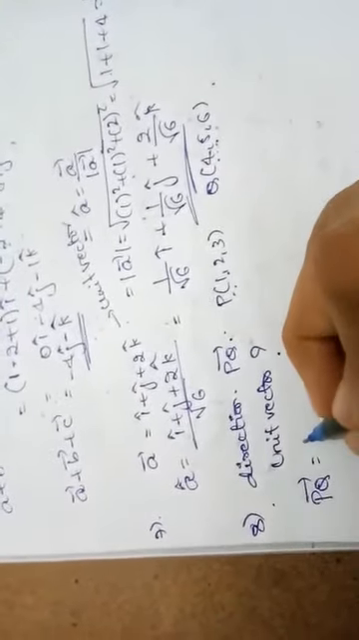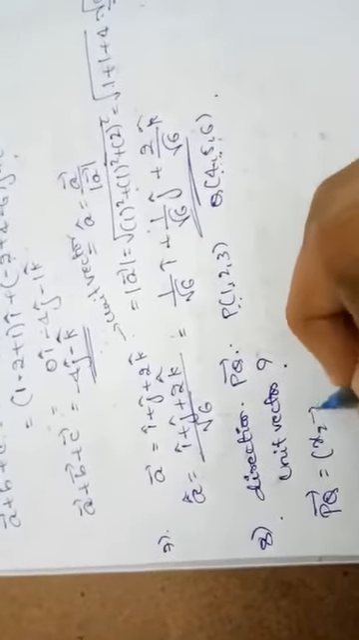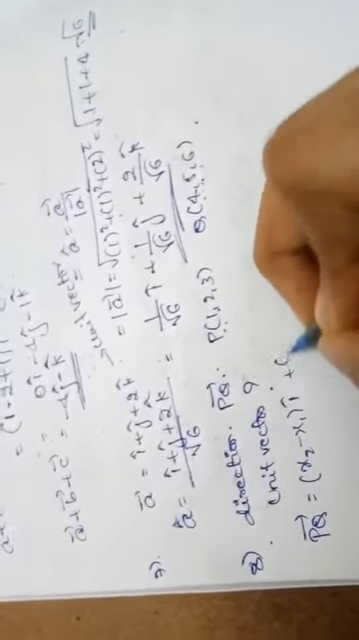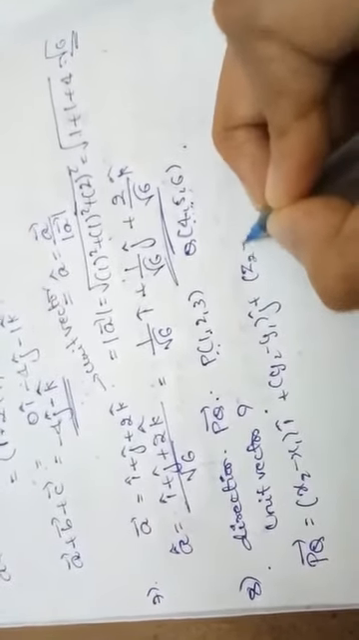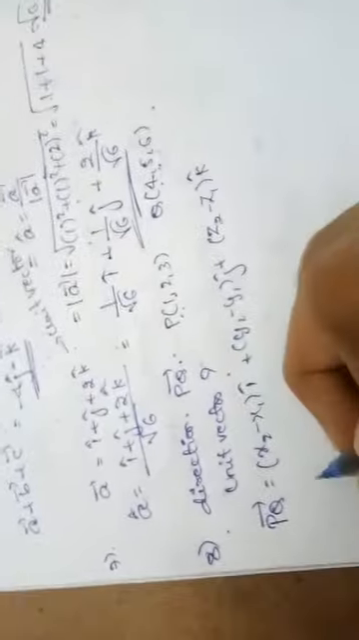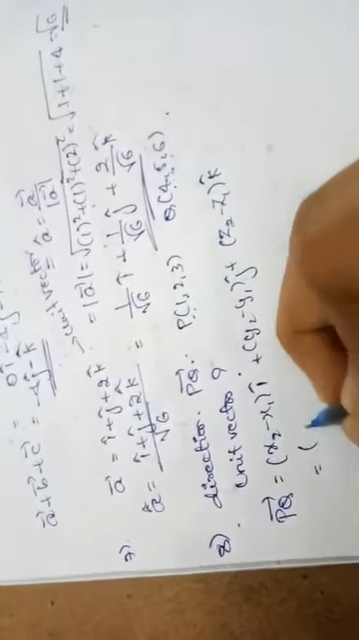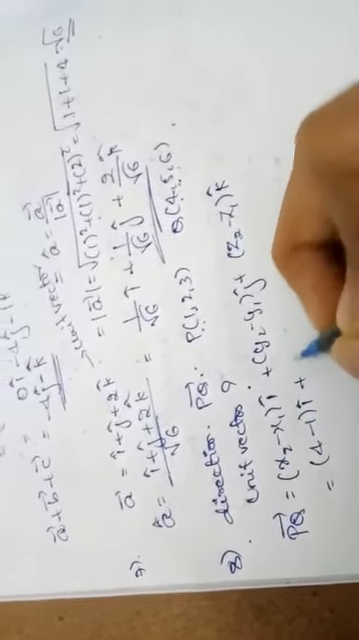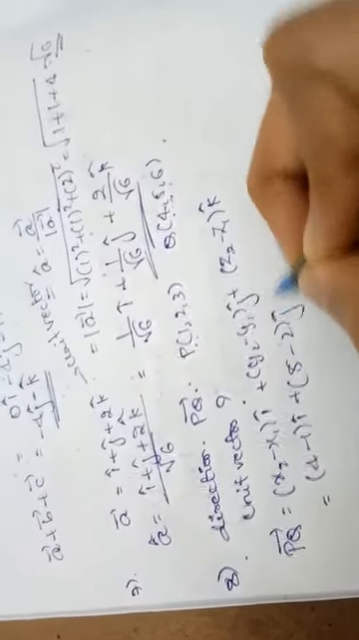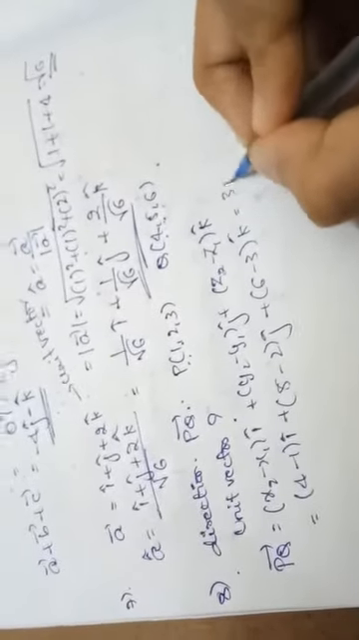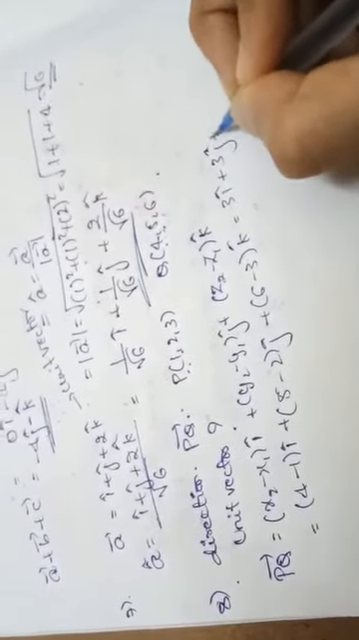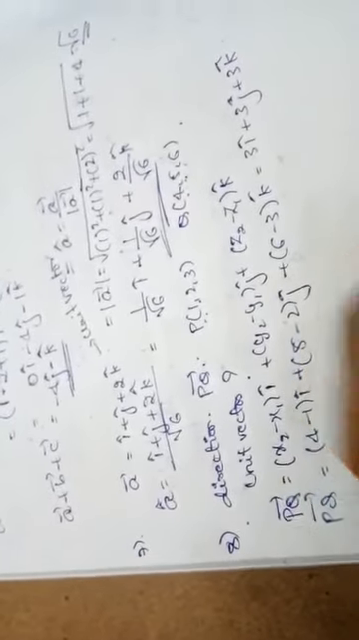So now let us get the vector PQ. That is as usual x2 minus x1 I cap plus y2 minus y1 j cap plus z2 minus z1 k cap. So what is x2 minus x1? That is 4 minus 1 I cap plus 5 minus 2 j cap plus 6 minus 3 k cap, which is nothing but 3 I cap plus 3 j cap plus 3 k cap. So this is our vector PQ.